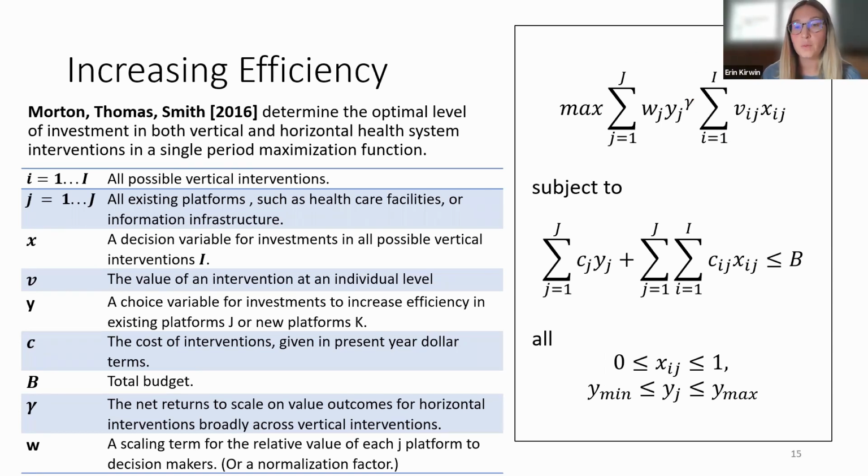Through the application of one gamma value to all the platforms, the authors are assuming that returns to scale are identical for all platforms. And Hauk presented a simplified version of the efficiency equation in their paper. What they did is they dropped the W term and dropped the summation for the J term, so they only evaluated one program at a time.